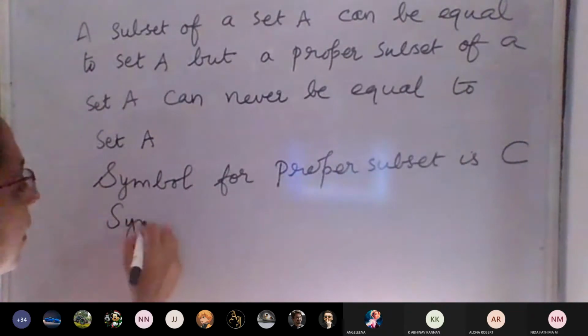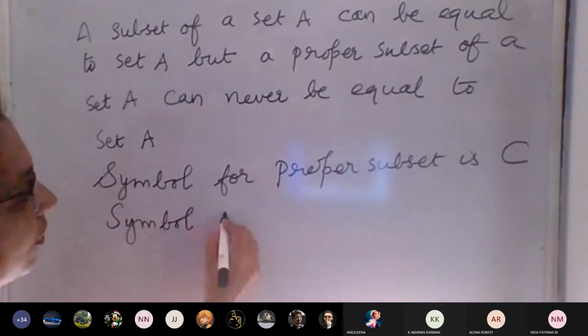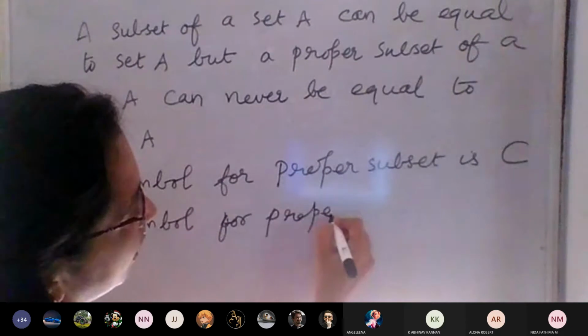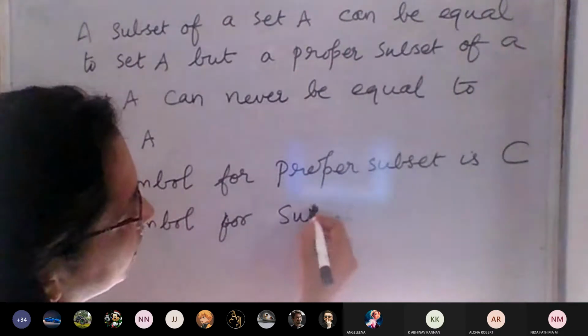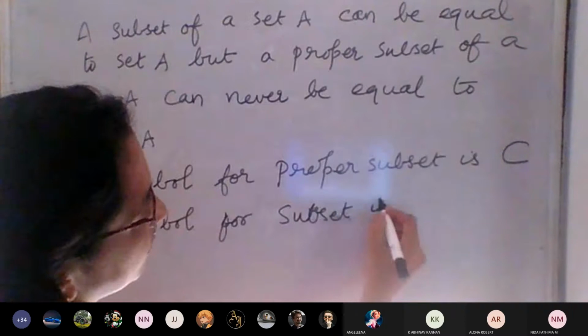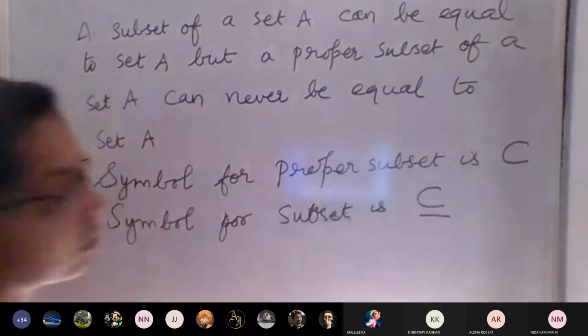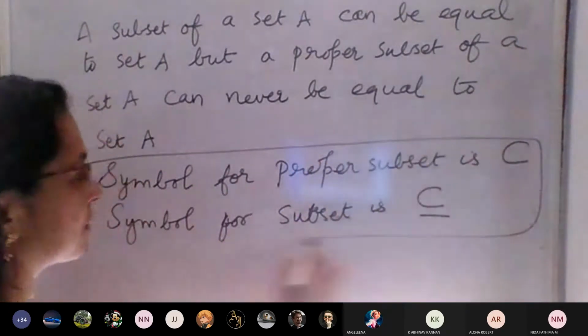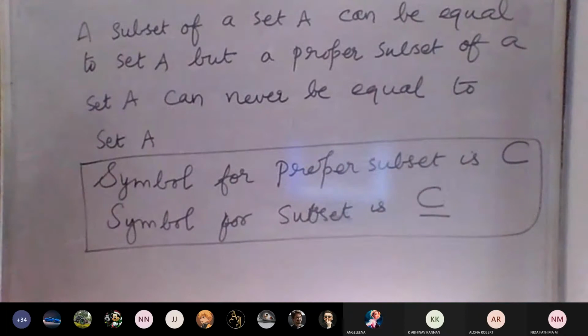Then what about the symbol? Once again you write here itself. For subset, one equal sign is also there. The symbol is very important for higher classes. Very important this one.